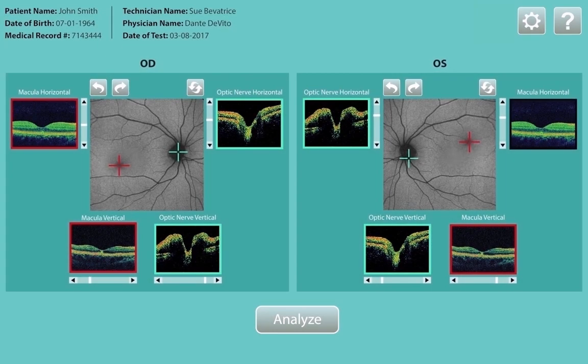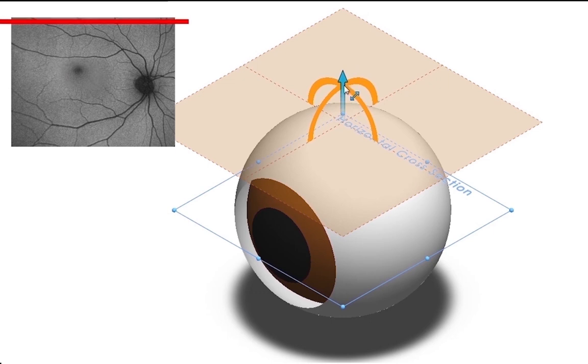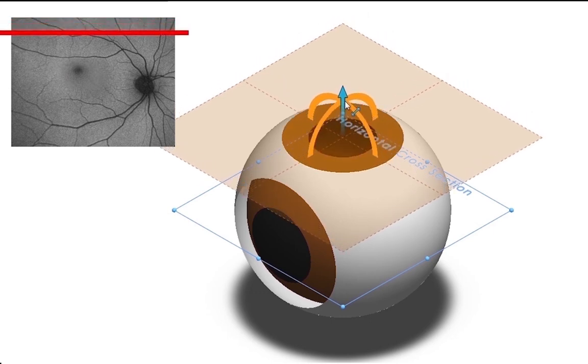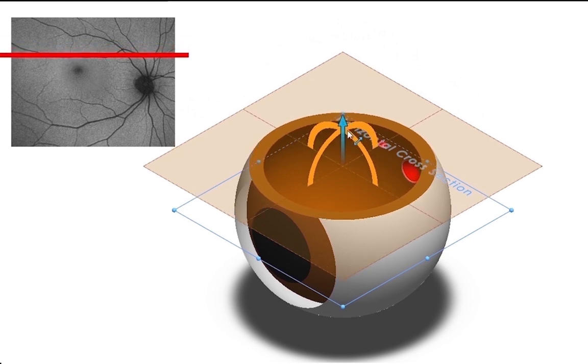To understand this interface, it is important to know how the 2D image of the eye corresponds to the 3D eye and what the various tomograms or cross-sections of the eye represent. As the horizontal cross-section moves downwards on the 3D eye, you are moving in the negative y direction of the 2D image of the eye.